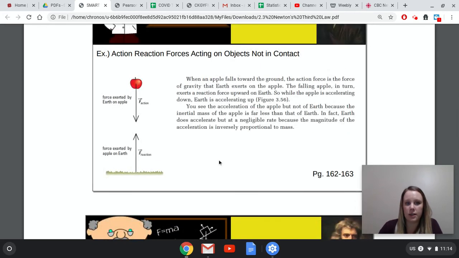An apple falling. When an apple falls, the action is gravity exerting a force on the apple. The apple falling also exerts a reaction force by Newton's third law. It's the force exerted by the apple on Earth. So we'll learn a lot more about gravity later, but anything that takes up space and has mass will exert gravity on another object. Although the mass of the apple is much smaller than the mass of the Earth, the Earth does not rise to meet the apple, but there is a reaction force by Newton's third law.